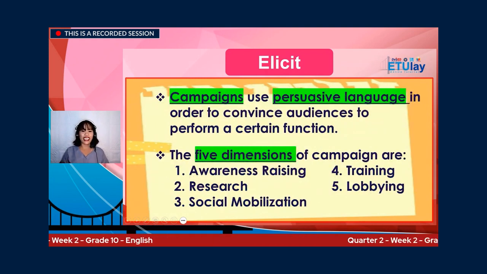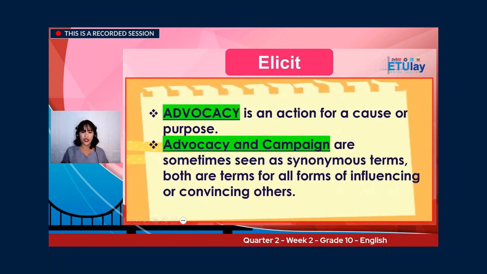And also, last Wednesday, you learned about campaigns. What are campaigns? Campaigns use persuasive language in order to convince audiences to perform a certain function. You also got treasures about the 5 dimensions of campaign. We have awareness raising. Remember the COVID-19? Second, research. About the vaccine for research. And we have social mobilization. And training. Fifth, lobbying.